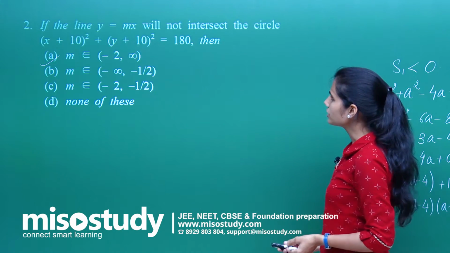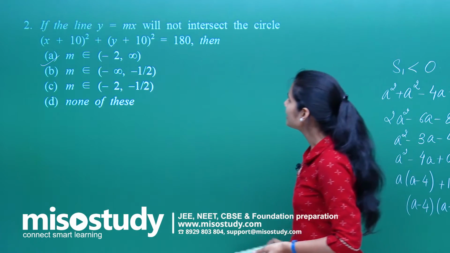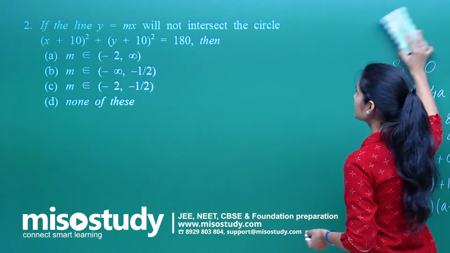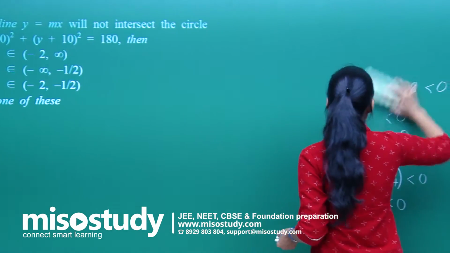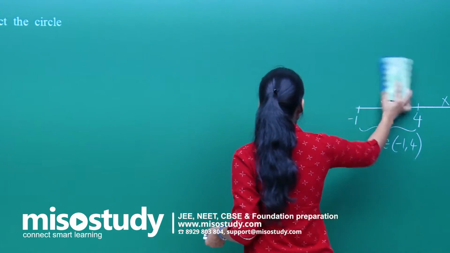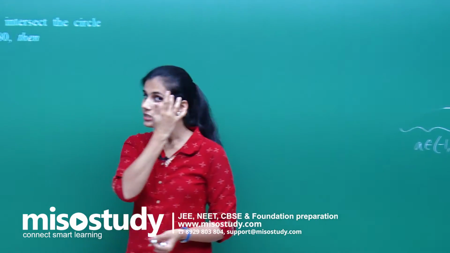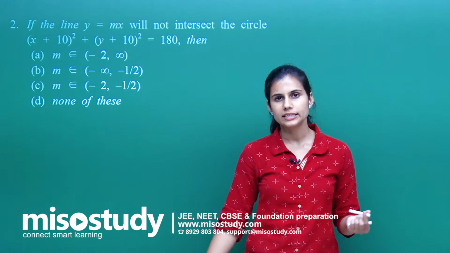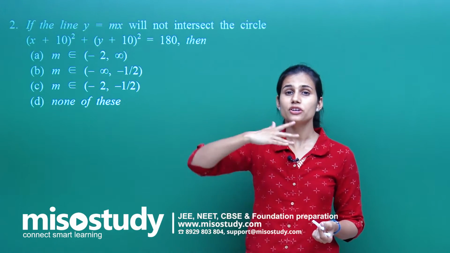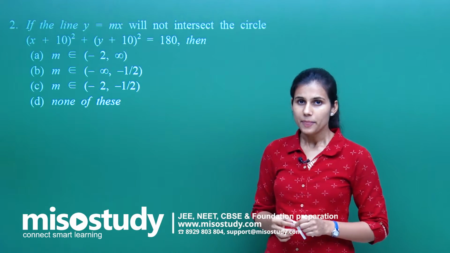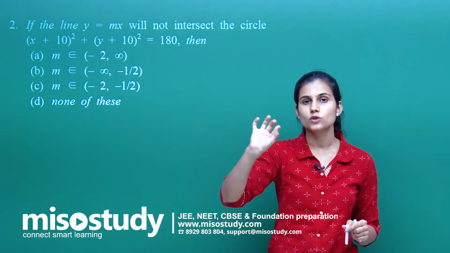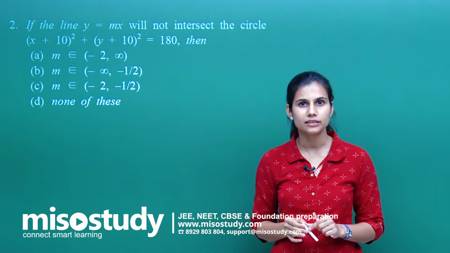Next question says that if the line y equals mx is not intersecting this circle, so it is already given to us that this line is not intersecting the circle. That means it is not even tangent, nor is it crossing through the circle, intersecting it at two distinct points. It is literally outside the circle. That means if I talk about the perpendicular distance of the line from the center of the circle, it is obviously strictly greater than the radius.